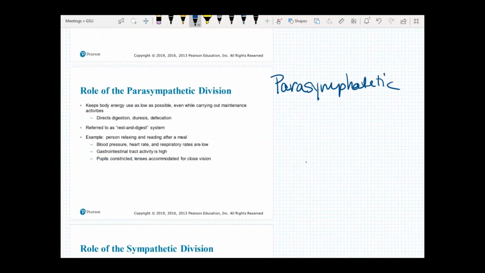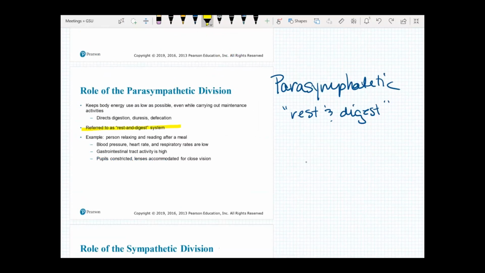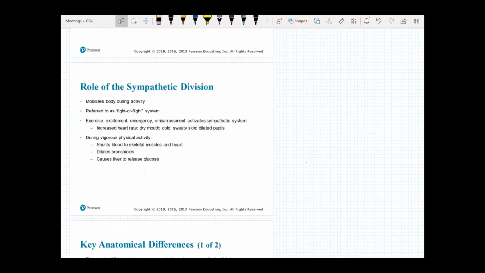This is also called rest and digest because it is not mobilizing the body for activity. This is where we are doing our normal everyday processes. It's our housekeeping. An example of this is when you're relaxing and eating a meal: your blood pressure, your heart rate, and respiratory rates are low. You don't need to have your heart rate elevated in order to digest your food. You need to have your heart rate elevated when you're working out. So those are some examples of the parasympathetic. It is rest and digest for that maintenance.